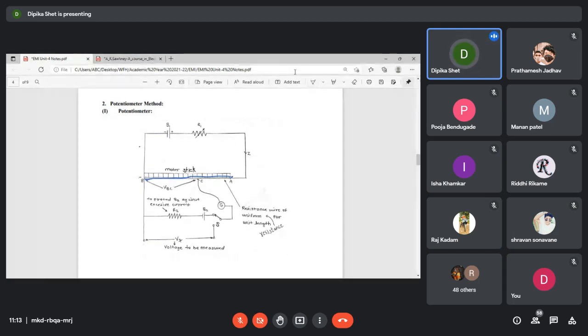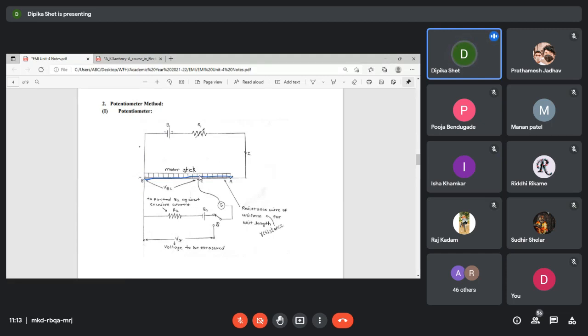Then that wire will be placed along the side of this calibrated scale. This wire will have a uniform resistance per unit length. Uniform resistance per unit length means what? It means the resistance per unit length is the same, constant. So that type of wire will be taken, and wire AB will be placed along the side of this calibrated scale, such as a meter stick.